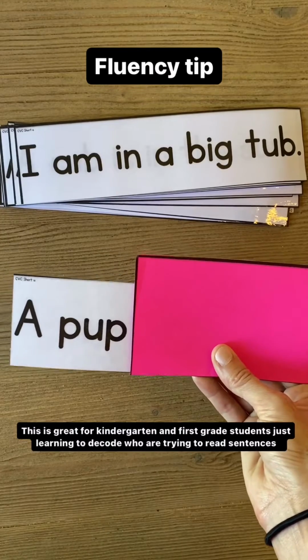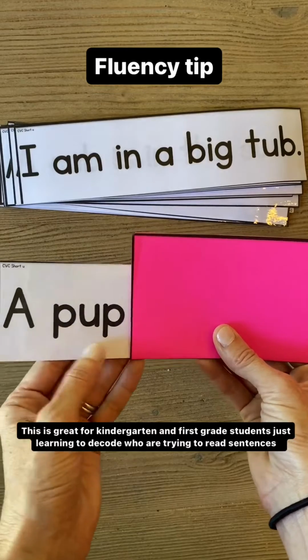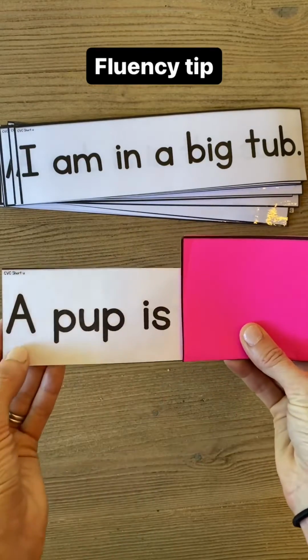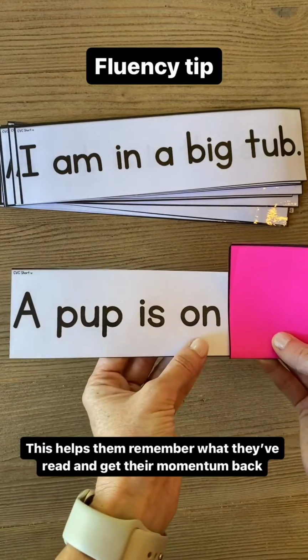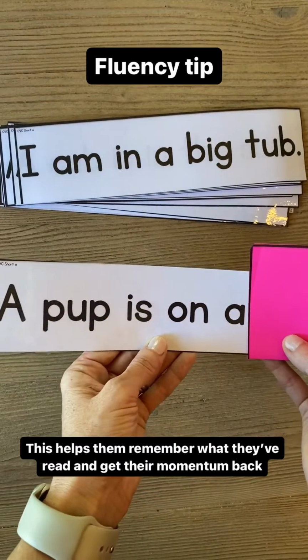So they're going to decode the word pup, and then you're going to say, let's go back and read what we've read so far. A pup. So our sentence is about a pup. They're going to decode the next word, and then we're going to go back. A pup is, they'll decode the word on. Let's go back. A pup is on a.